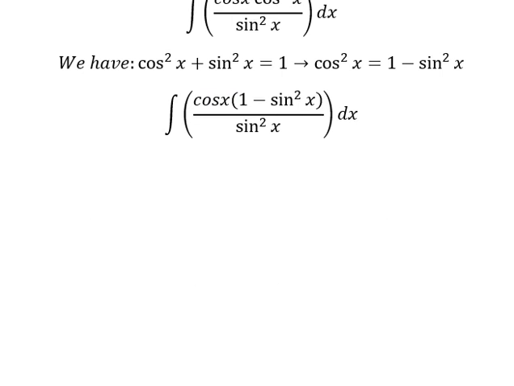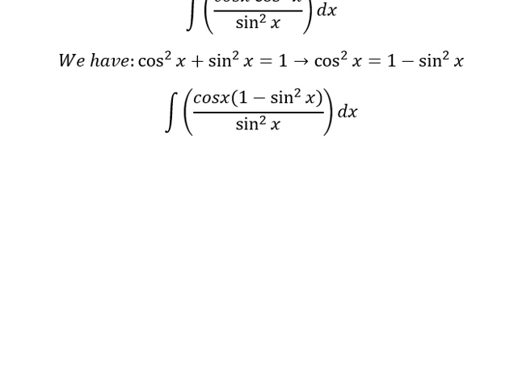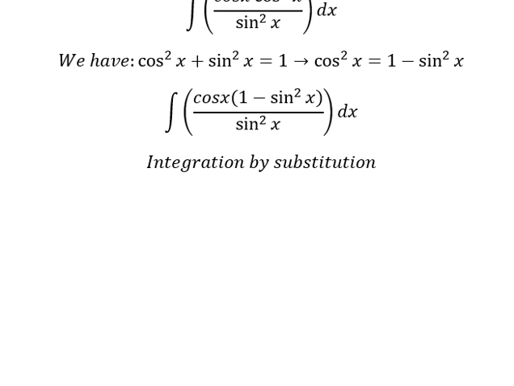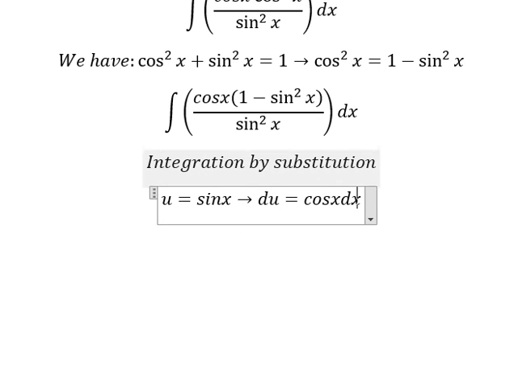Next, we need to use integration by substitution. So I will put u equals sine s. Later we first take the derivative of both sides, and we have du equal to cosine s ds.